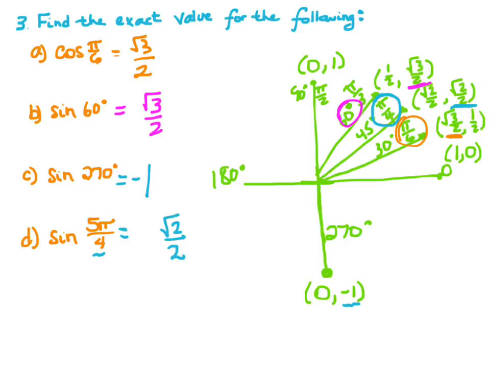I've got to figure out what quadrant 5 pi over 4 is in. Now notice that 5 is bigger than 4, which means that that angle is bigger than 1 pi, which would be over here at 180 degrees. 5 pi over 4 is actually here in the third quadrant, which would mean that sine is negative.